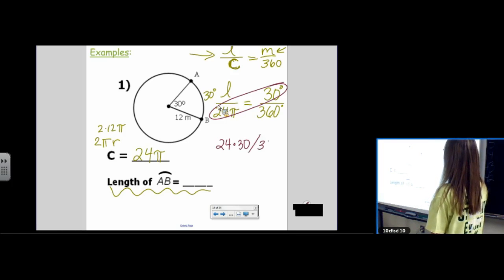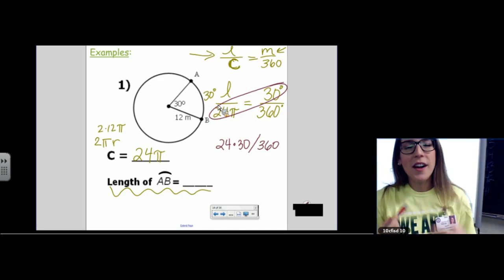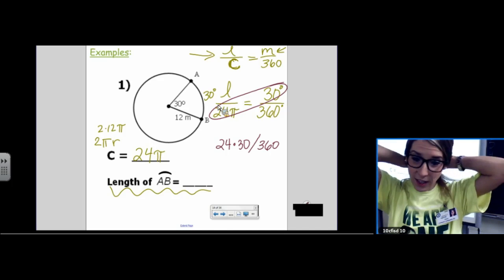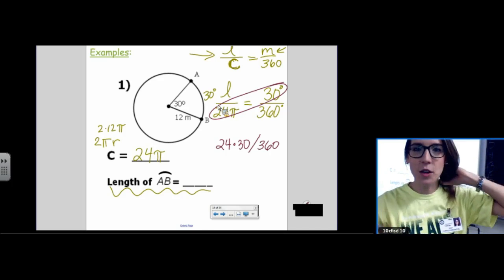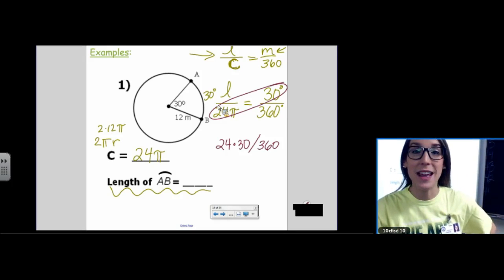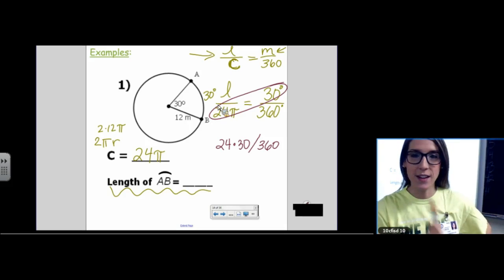And then we're going to divide by 360. Notice how I left out pi. You usually eat dessert at the end of a meal. Yes, I know you're probably going to say you don't. Anyways, usually you save pi for the end of your meal. We are saving pi for the end of our problem.